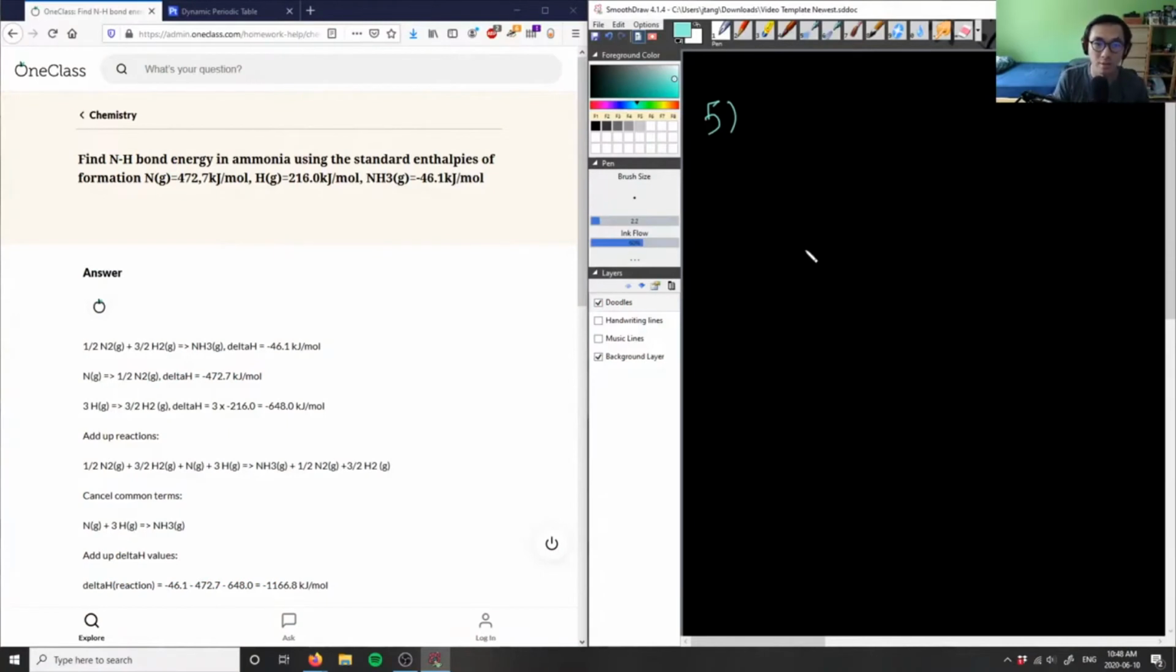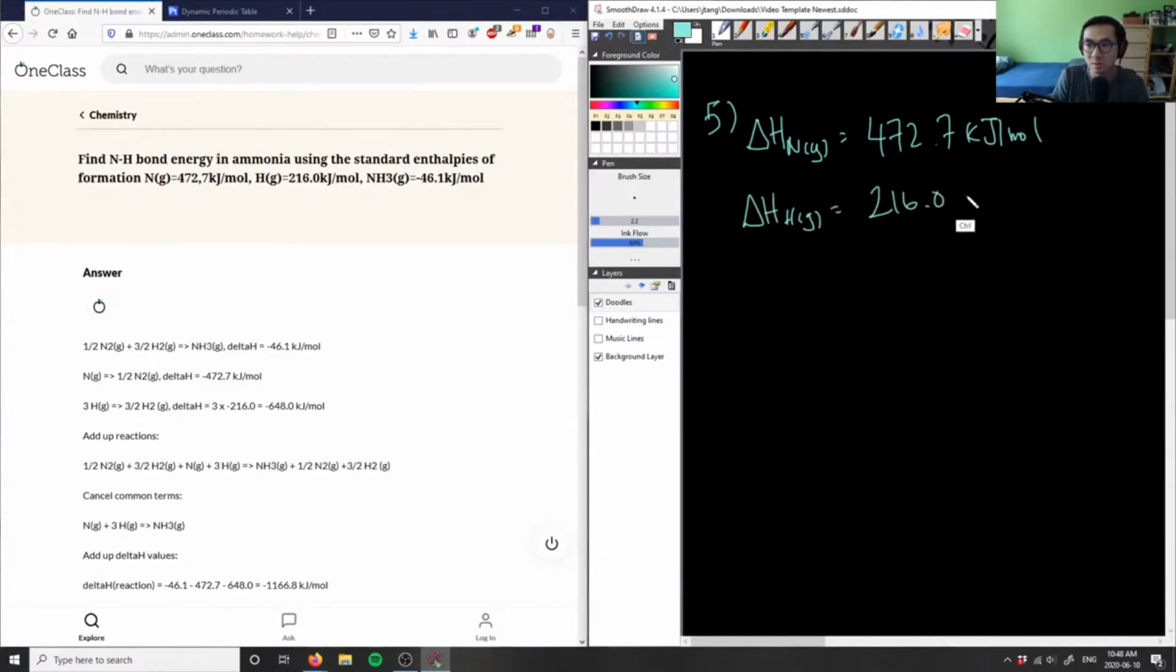So we're given these enthalpies here. We have the standard enthalpy of this, or let me write delta H here. Delta H of N is going to equal 472.7 kilojoules per mole. Delta H of H is going to equal 216.0 kilojoules per mole.